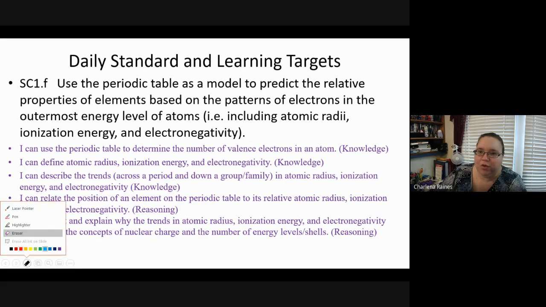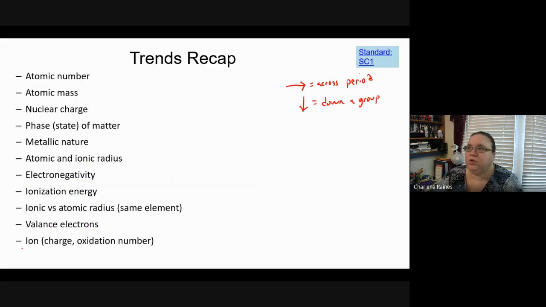Now, as we are going through this quick overview, I want y'all to realize that anytime I draw a right arrow, I am referring to going across a period. So from left to right, from group 1 through group 18. Anytime I draw a down arrow, I'm referring to going down a group.